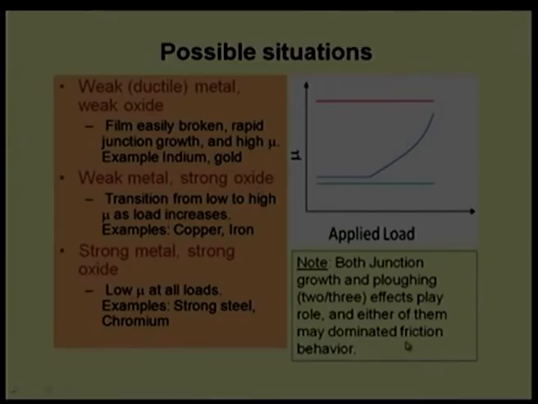Now, finally coming to this slide, this is a note on both junction growth and plowing effects. Here I use the words 2 and 3, that means plowing generally occurs due to 2 body and 3 body. When we are talking about 2 body, it is asperities which are firmly attached to the surfaces, and only asperities and asperities are coming into contact. When we are talking about 3 body plowing, in that case we are assuming there is some debris at the interface, and that is creating some sort of plowing effect.